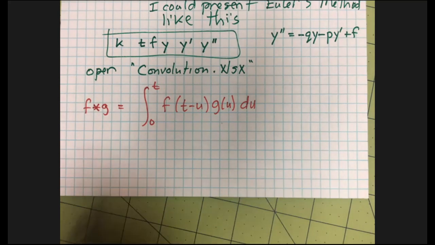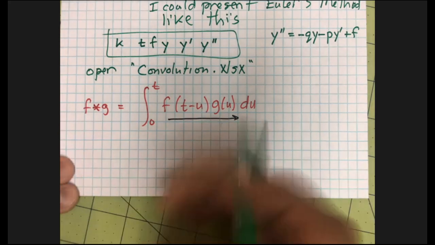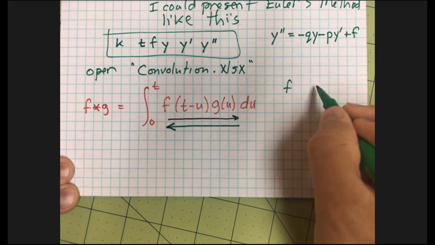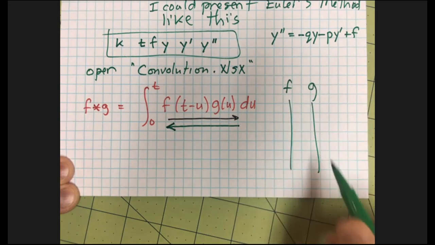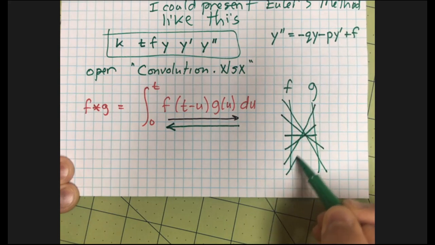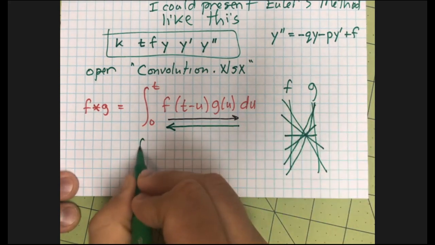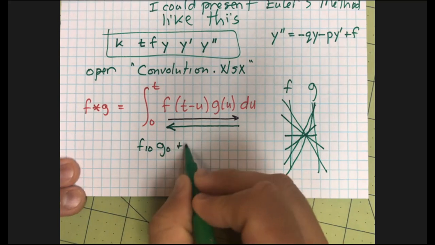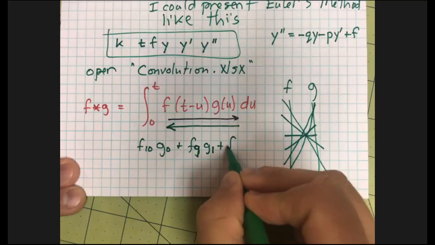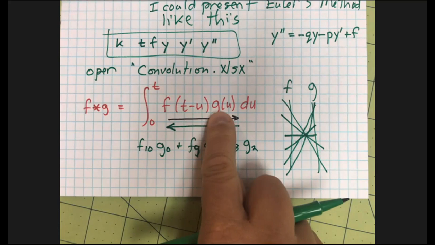It seems awkward to us, but remember, I told you the other day that it's like reading the values of G forwards, reading the values of F backwards, and then multiplying them. It's like taking a column for G and a column for F and multiplying the opposing entries. Let's say F goes from 0 to 10 and G goes from 0 to 10. Well, it's like taking the 10th entry in F times the 0th entry in G, plus the 9th times the 1st, plus the 8th times the 2nd. So remember, integral is just adding a bunch of numbers.